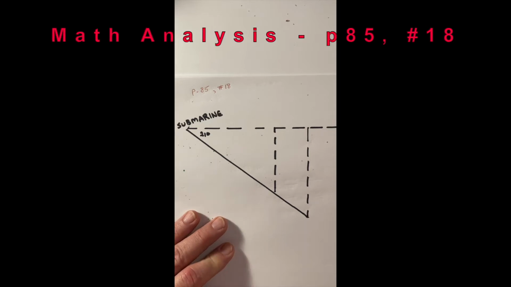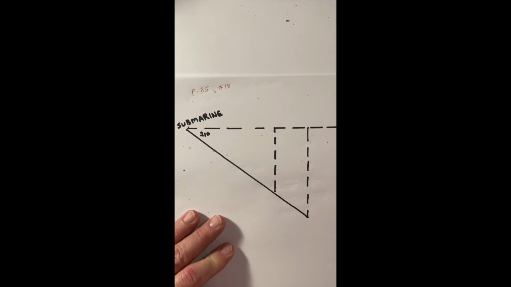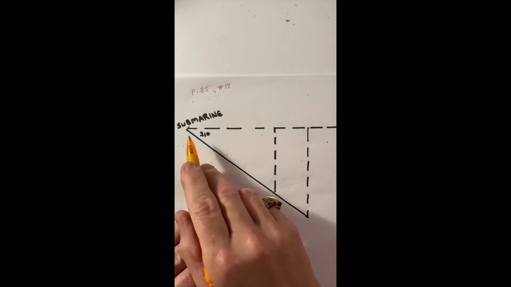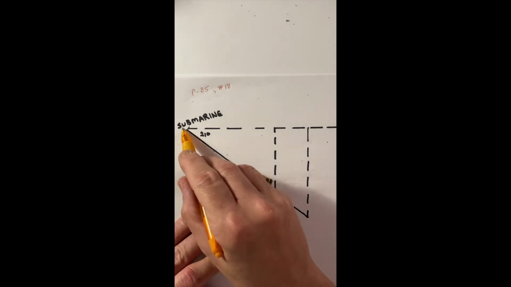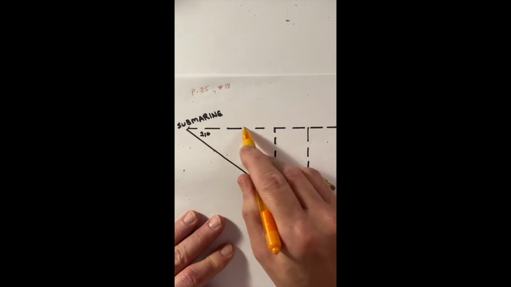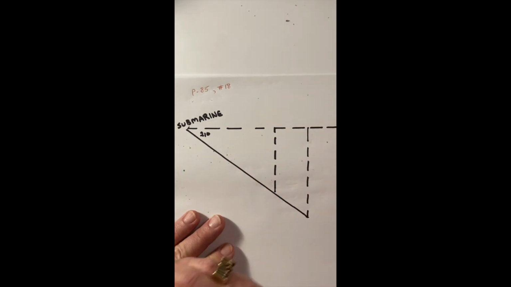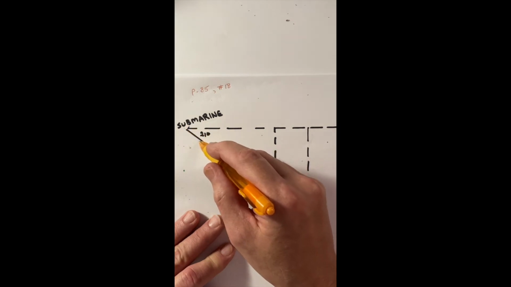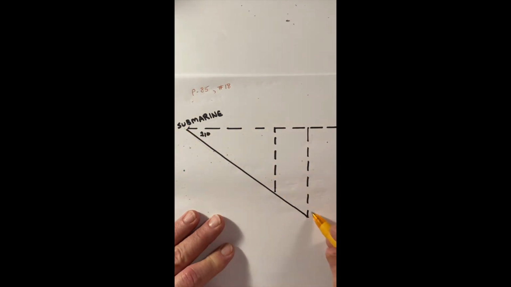Here is problem number 18 on page 85. And again, I've drawn a picture, which I recommend that you always do. And again, it doesn't have to be fancy. This is my submarine. This is the surface of the ocean. This is the path it's going to take as it submerges.